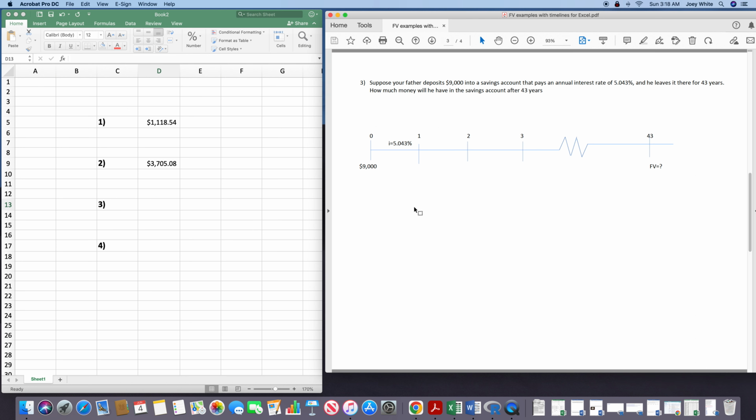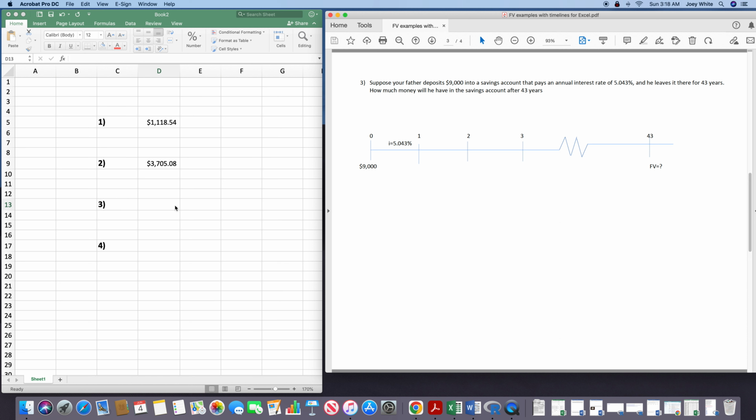Now, suppose your father deposits $9,000 into a savings account that pays an annual interest rate of 5.043%, and he leaves it there for 43 years. How much money will he have in savings after 43 years? As you can see just from the timeline, this is a lump sum problem, not an annuity problem. So this is the present value, and we want to find the future value.